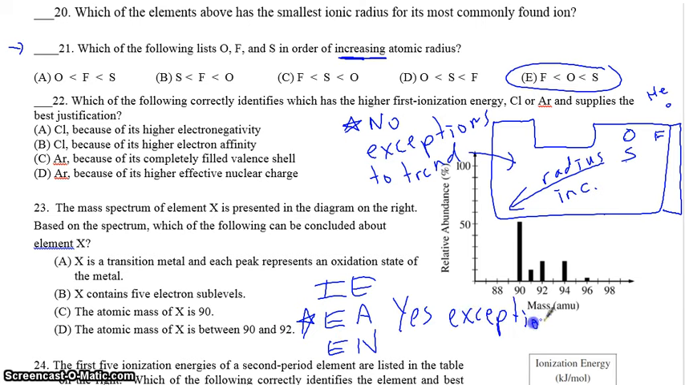And by yes exceptions, what we mean is that, in general, for example, a trend increases and then all of a sudden goes down and then it keeps increasing. So that's the idea for these exceptions. All right, let's take a look at 22.